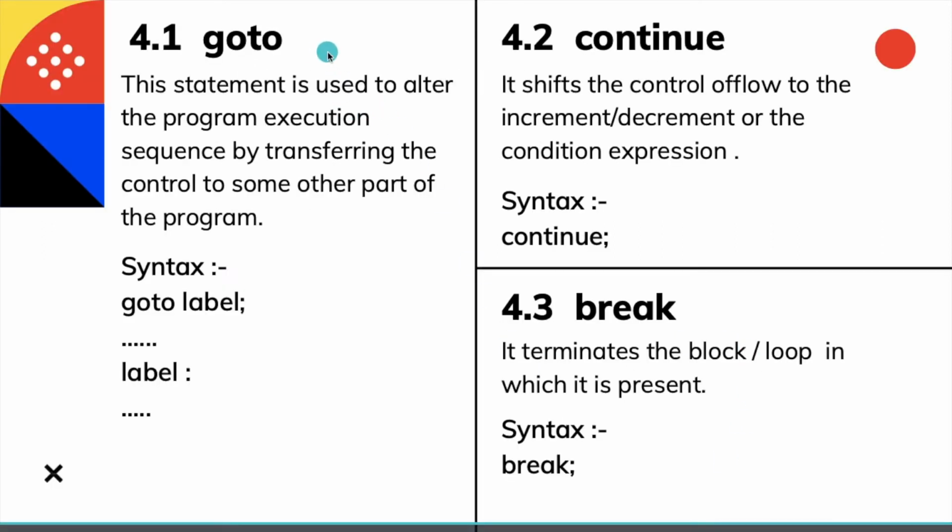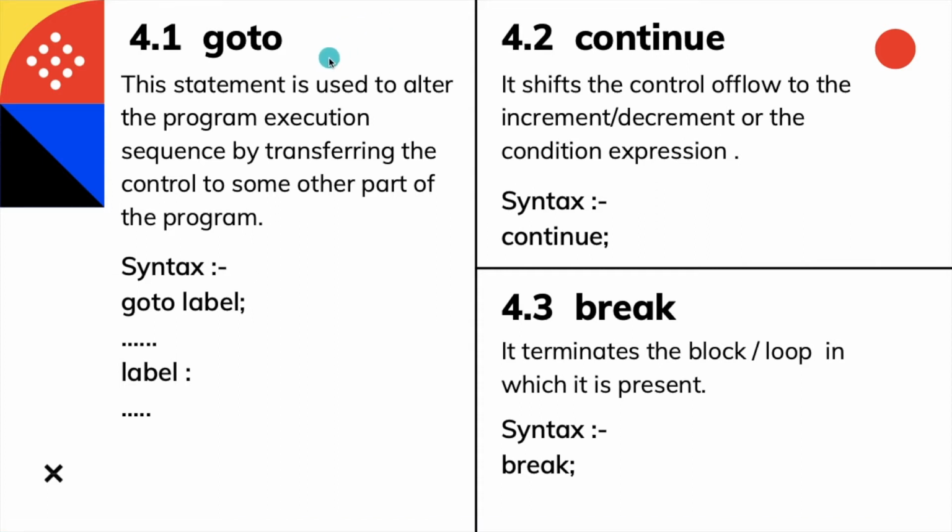First of all, we have the goto statement, and there is a warning for you. The goto statement is generally not advisable to use, because it reduces the readability of the code, and it makes our work very complex while writing long programs. The statement is used to alter the program execution sequence by transferring the control to some part of the program. The syntax says we need to define a label, write goto that particular label, and write down the label somewhere in the code.